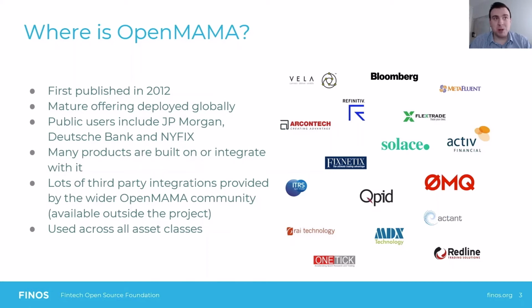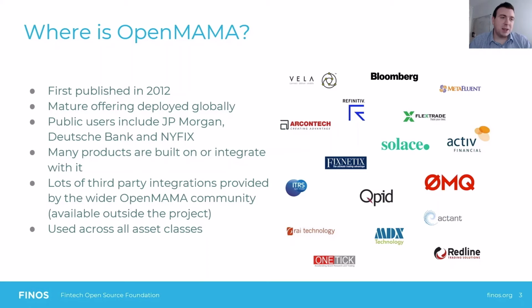The most notable ones include JP Morgan and Deutsche Bank, who are members of the steering committee, and NIFIX, who have recently published a 0MQ derived API as well for OpenMAMA, to allow OpenMAMA to publish and subscribe onto a completely open source platform. But there are lots of products out there that build on and integrate with it. We get support requests a lot that come in from lots of different customers as well. So there's a much bigger world out there.